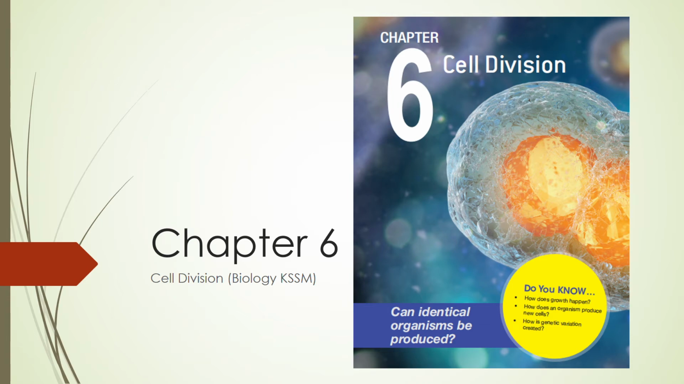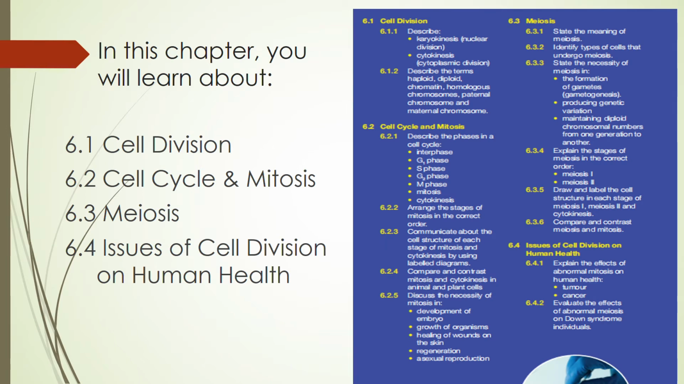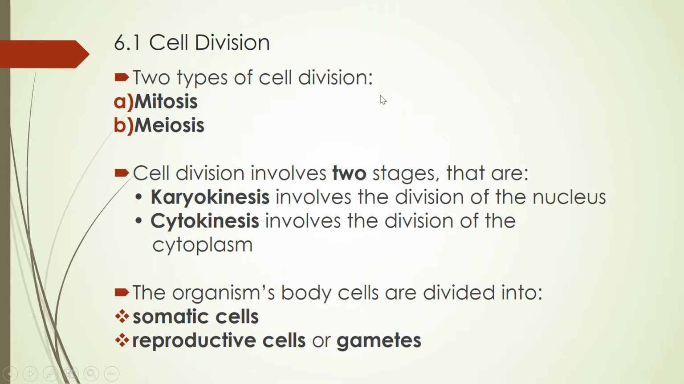Chapter 6, Cell Division. In this chapter, there are 4 subtopics that you need to learn, from 6.1 to 6.4. So let's look at the first one, 6.1, Cell Division. There are 2 types of cell division that you need to know. Number 1 is mitosis, and number 2 is meiosis.